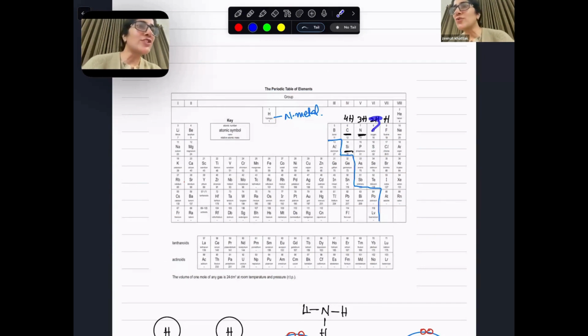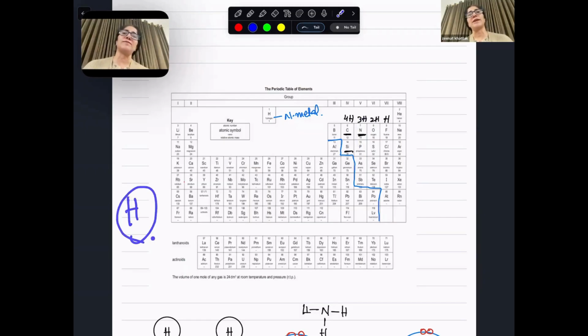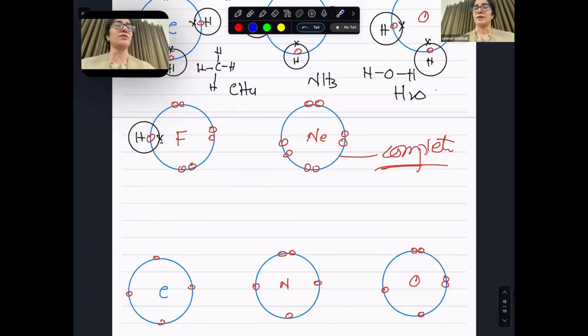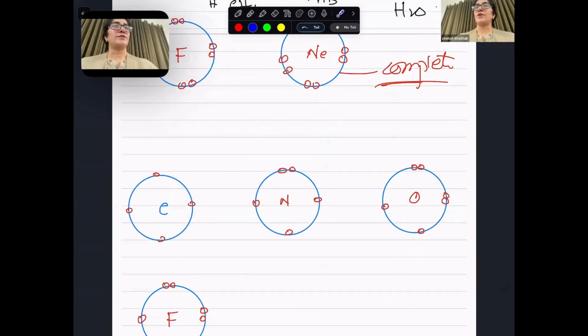It's H2O. It's H2S. It's H2Se. NH3, PH3. See? Now, you know hydrogen makes how many bonds? 1. Is there any group in the periodic table that also makes 1 covalent bond? Yes. You know which group? Group 7.